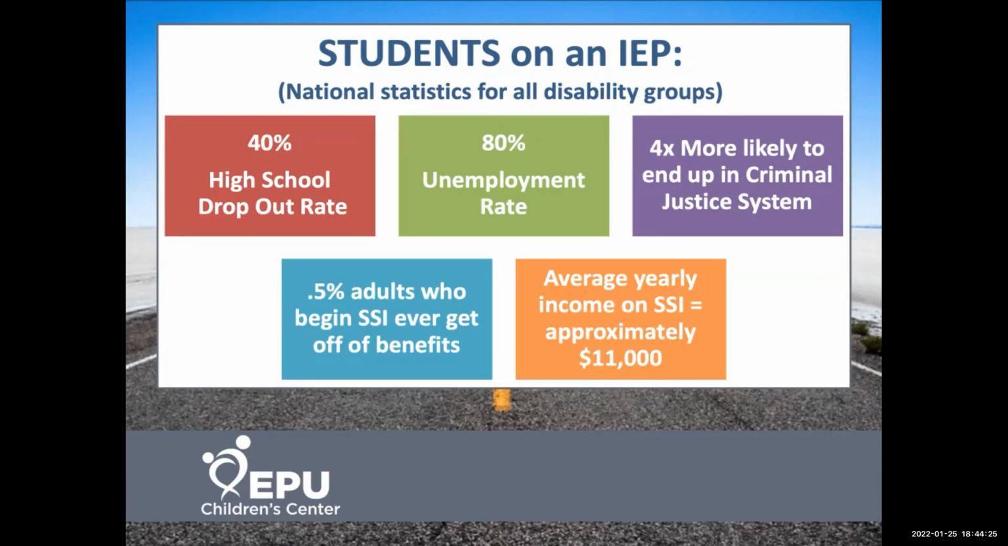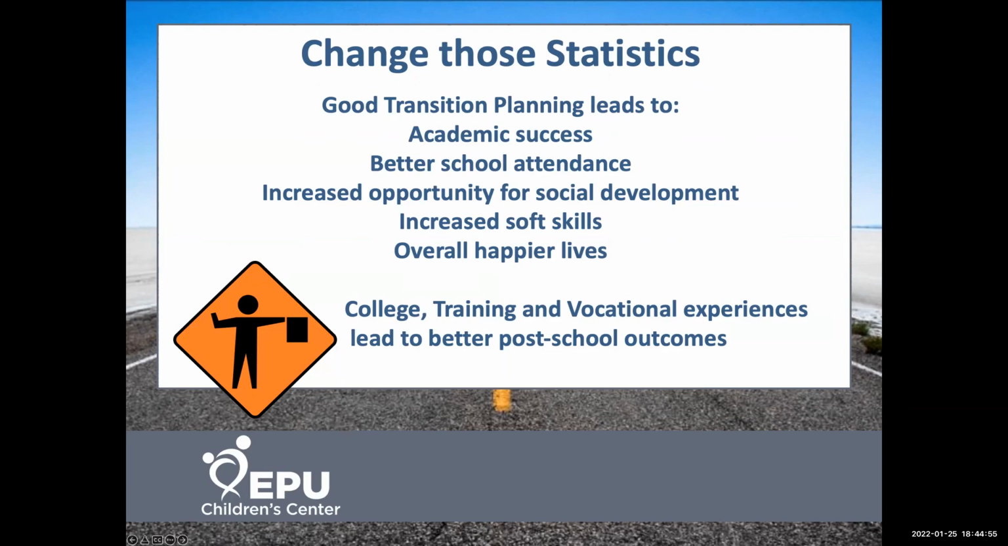Only 0.5% of adults who began SSI ever got off their benefits. And on SSI, the income is about $11,000, and no one can really survive on that. And so those were the startling statistics that I was faced with when I started work. And so there has been a movement since then to change that. So that's our goal behind this training, is to change those statistics, move them so that we have good transition planning, and really both federally and the state have backed good transition planning.